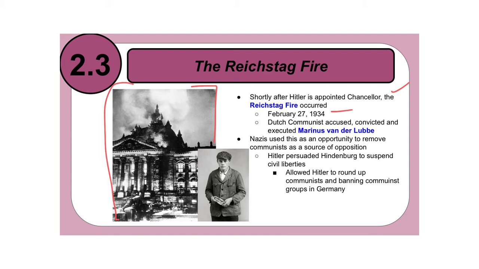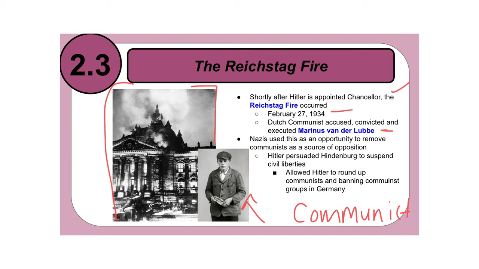And the story goes, this gentleman pictured here is Marinus van der Lubbe. He was a Dutch communist, and he was accused of setting this fire. So first of all, the communists are blamed, and as a result, Marinus is going to be tried, convicted, and executed for his alleged role in the Reichstag fire.